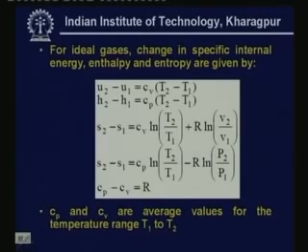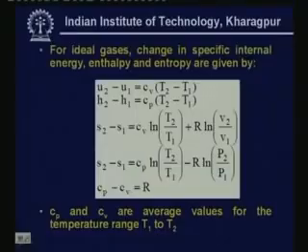One thing I am sure you remember is that for an ideal gas the internal energy and enthalpy are functions of temperature only. From the equations you can see that the internal energy change is given by Cv into delta T, and for ideal gases Cv is only a function of temperature. So overall the internal energy change is only a function of temperature. Similarly, the enthalpy change is also a function of temperature only.